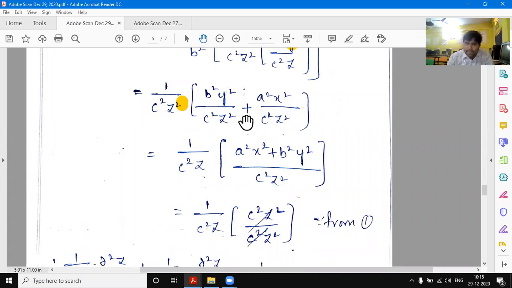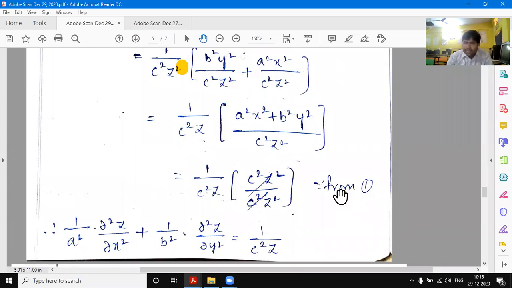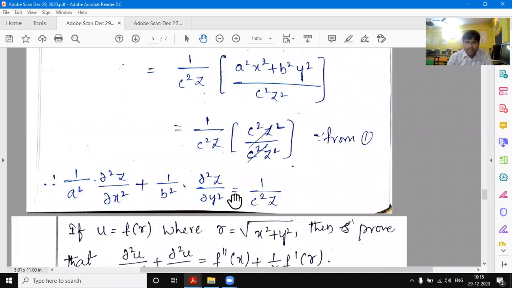But from equation number 1, what is it? Equation number 1 is c square z square is equal to a square x square plus b square y square. So in place of this we can write c square z square, and c square gets cancelled. So the remaining is equal to 1 by c square z. So 1 by a square into dou square z by dou x square plus 1 by b square into dou square z by dou y square is equal to 1 by c square z. So this is our answer.